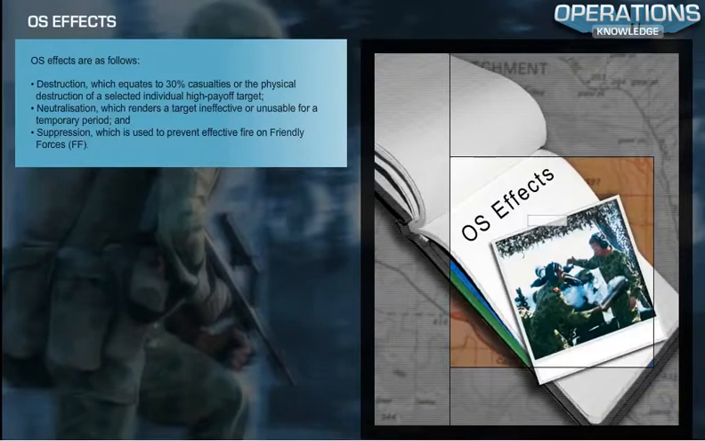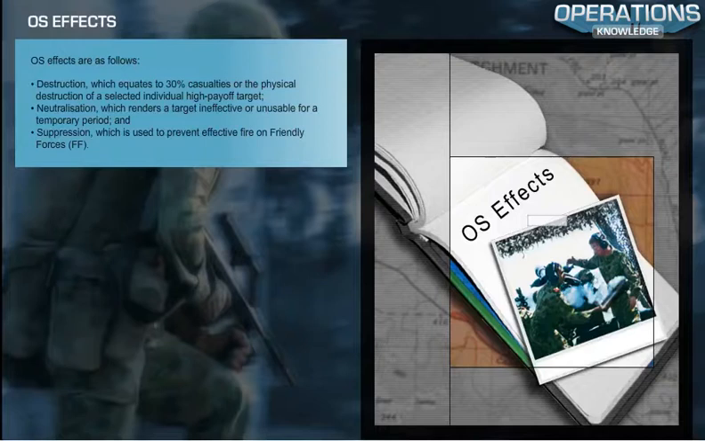Generally speaking, OS effects can be broadly categorized into 3 distinct types: destruction, neutralization, and suppression. Destruction equates to inflicting between 30 to 70% casualties on a unit, or the physical destruction of a selected individual high payoff target. A destroyed target is rendered permanently combat ineffective. Destruction requires up to 3 times the ammunition expenditure of a neutralized target and 10 times the requirement to achieve a suppression effect. It's therefore costly in both time and ammunition.